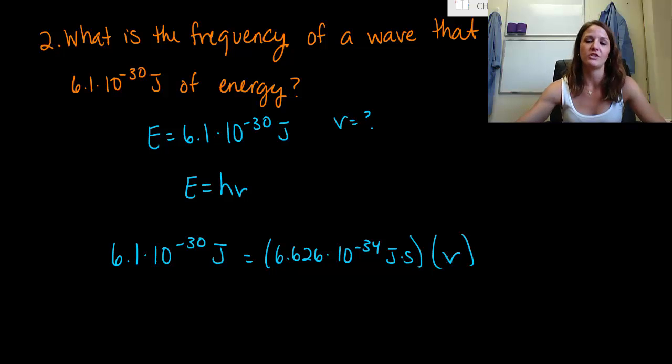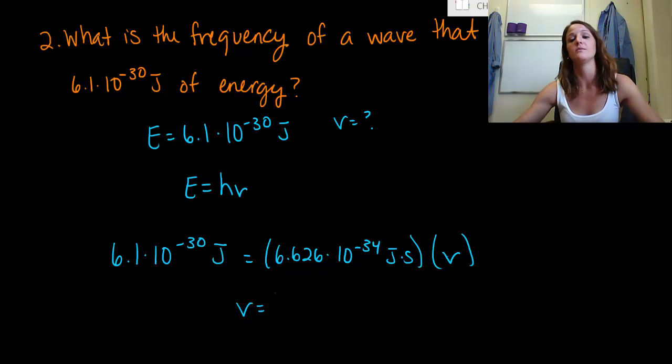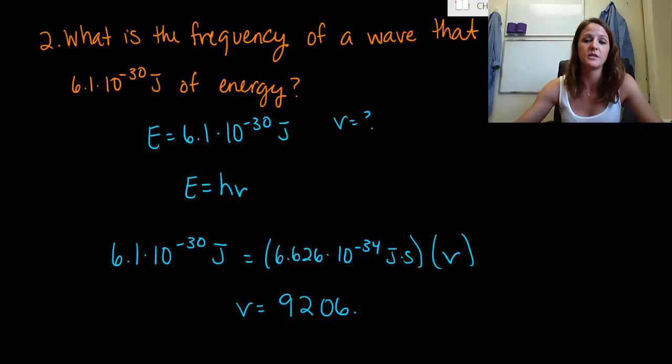But it will always be given to you. Otherwise, you just plug in your frequency. Now you just do a simple math problem of 6.1 times 10 to the negative 30th divided by 6.626 times 10 to the negative 34th. And you end up with a frequency equal to 9,206.2 inverse seconds, or we can call that hertz, whatever you want.